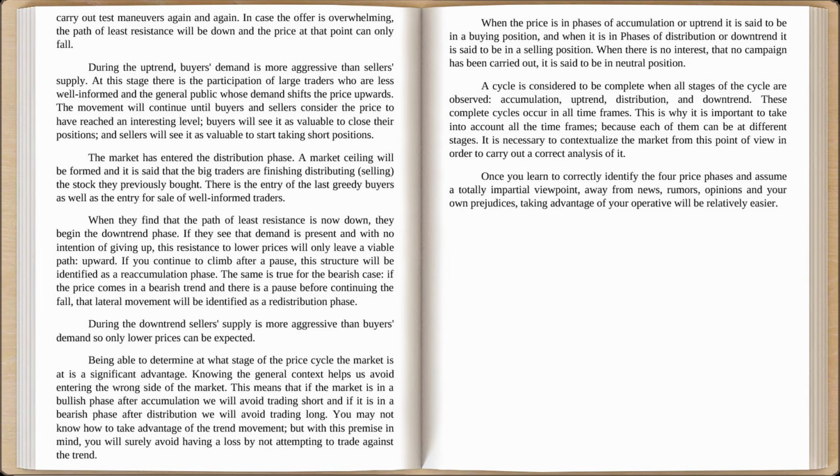A cycle is considered to be complete when all stages of the cycle are observed: accumulation, uptrend, distribution, and downtrend. These complete cycles occur in all time frames. This is why it is important to take into account all the time frames, because each of them can be at different stages. It is necessary to contextualize the market from this point of view in order to carry out a correct analysis of it.